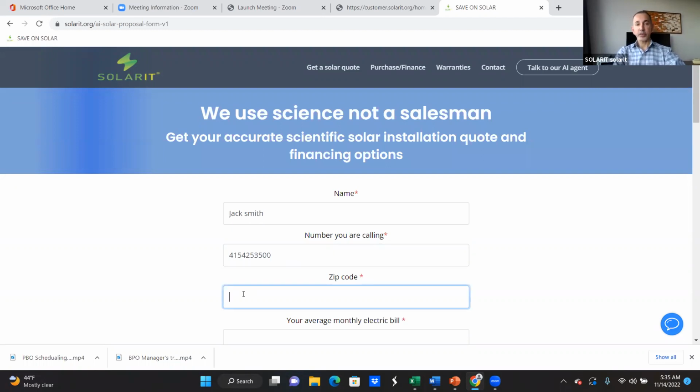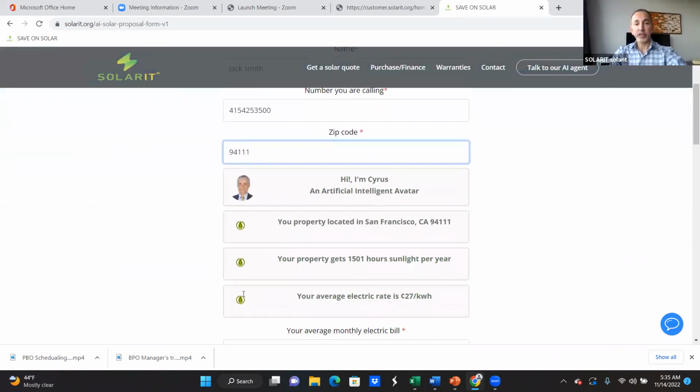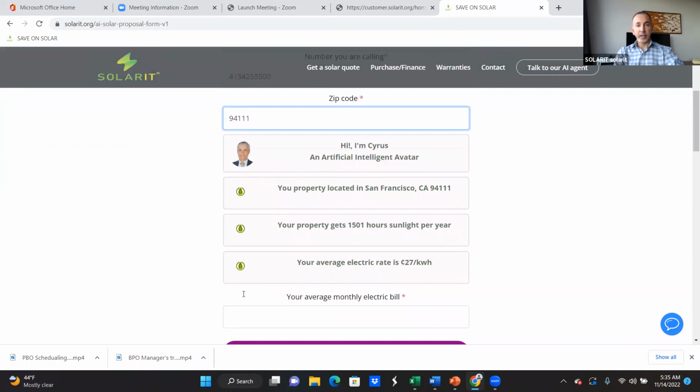So at this point, you are beyond your opening pitch. The customer is still on the phone with you. So you can ask the customer, well, Mr. Smith, could you tell me your zip code, please? And as soon as the customer gives you the zip code, our software will display a series of information for you. It is most important that you establish credibility with the consumer you're talking to.